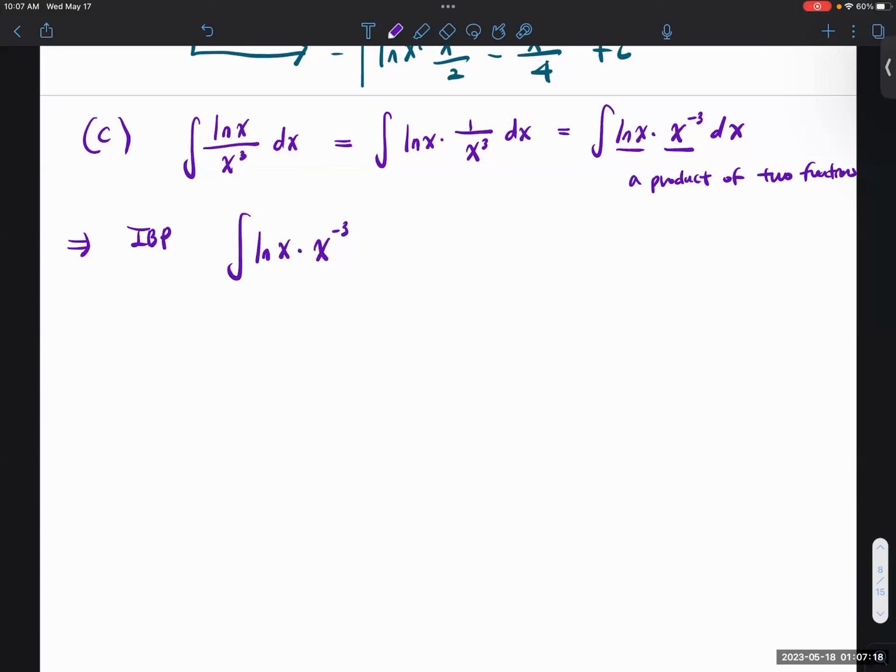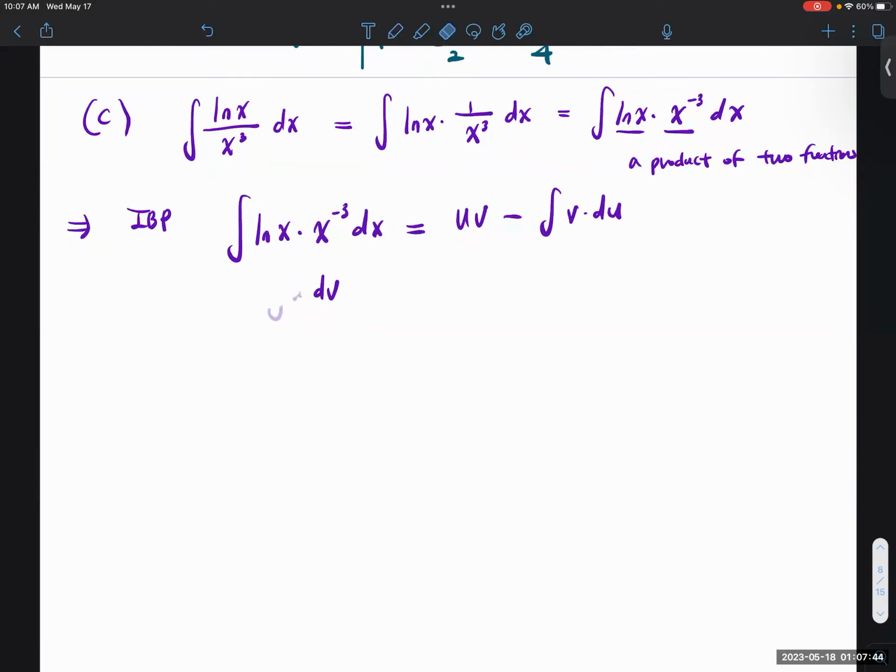So according to the IBP, I'm gonna write it: the integral ln x times x to the negative 3 dx will be equal to... what was it? This is the integral u dv equal to uv minus integral v du. So we need to find out all the information: u, u prime, v prime and v. So let's take a look at it.